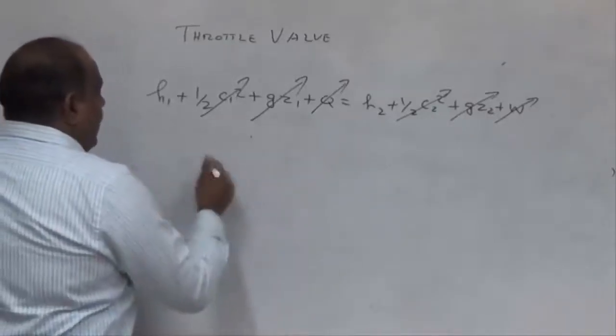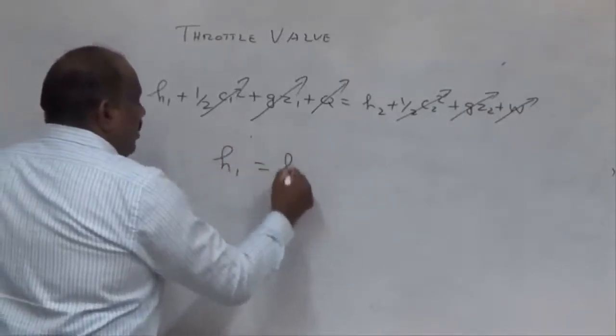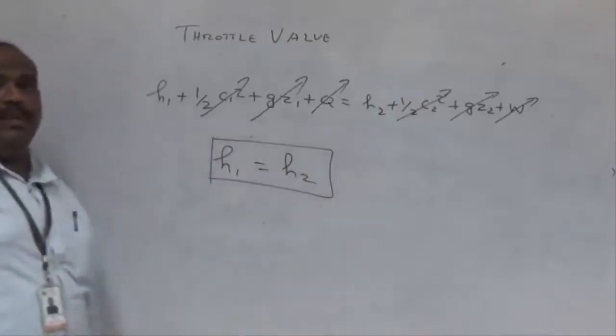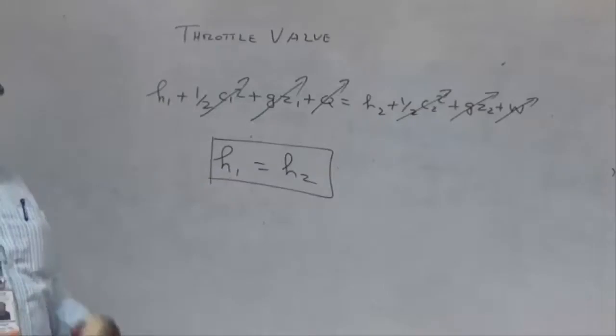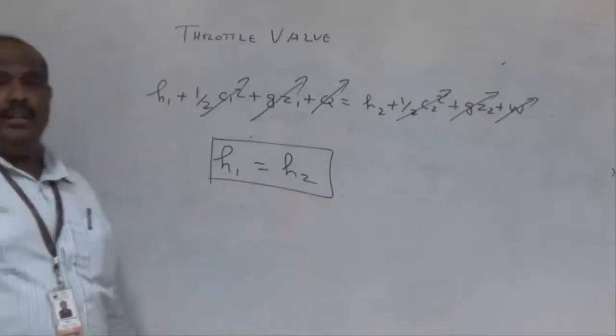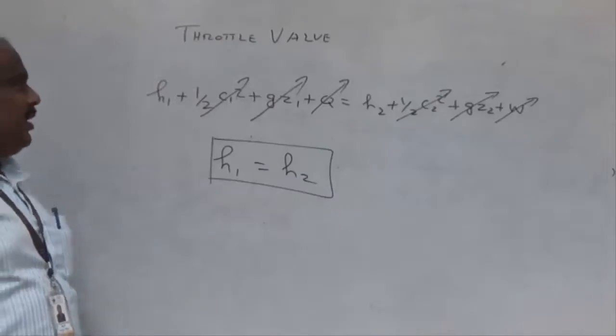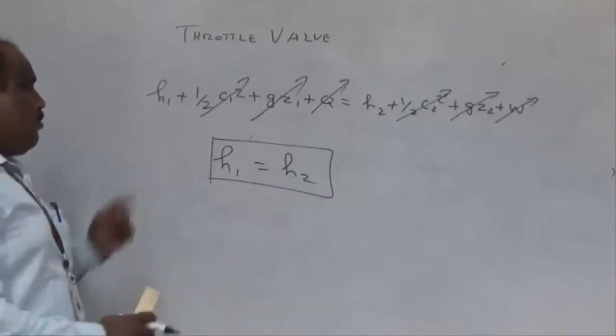Which means finally we end up with h1 equal to h2. So in a throttling process, the final formula we derive is that the enthalpy remains constant. The enthalpy at the upstream and the enthalpy at the downstream will remain constant. So I hope we have covered almost all. And one more thing is left.